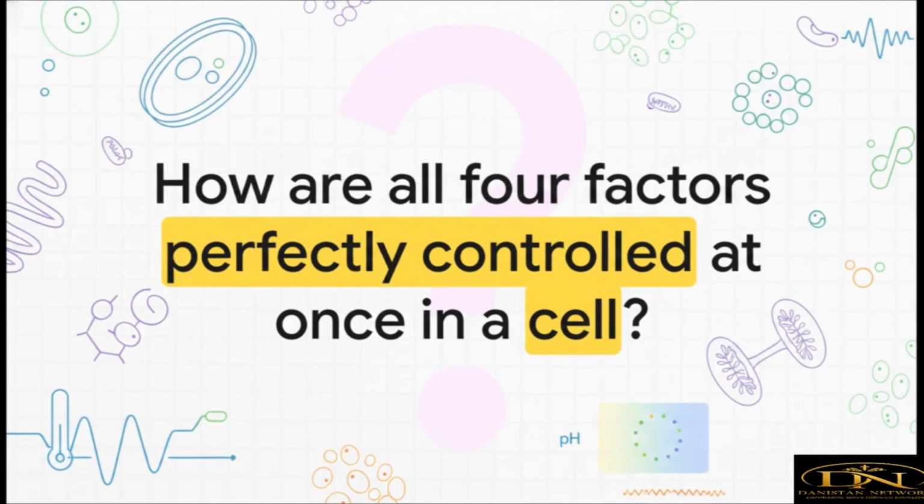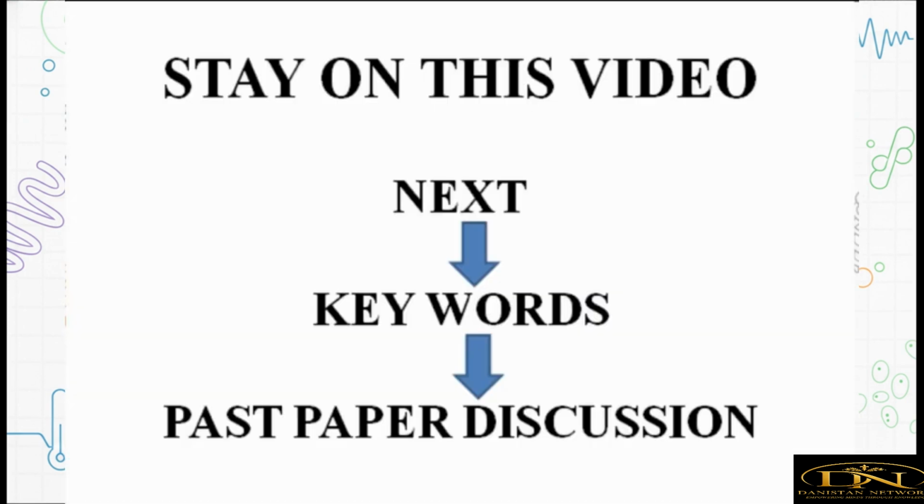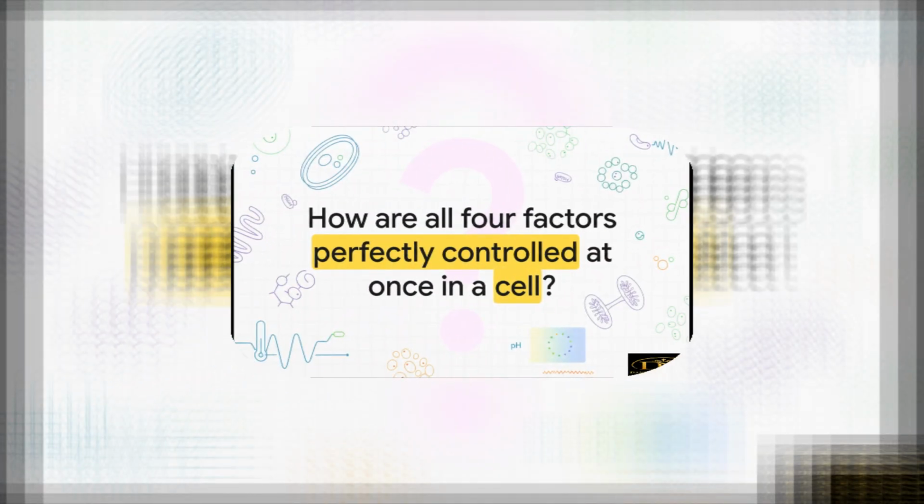And this all leads us to a final, much bigger thought. We've just spent all this time looking at each of these factors one by one, in isolation. But think about it. Inside a living cell, all of these things are happening at the same time. How on earth does a cell manage to control the perfect temperature, the perfect pH, and the right concentrations of everything to keep thousands of different enzymes working together? Well, that is the incredible magic of homeostasis.